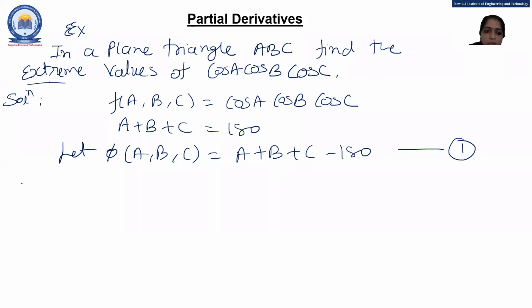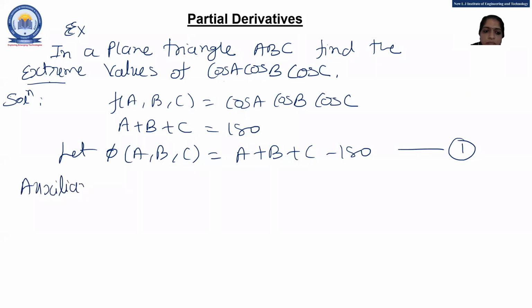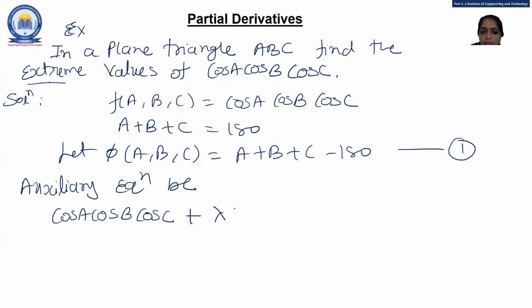Now the auxiliary equation: we take our function f of ABC, that is cos A, cos B, cos C, plus undetermined coefficient lambda into our constraint, that is A plus B plus C minus 180 equal to 0, and this is our equation 2.